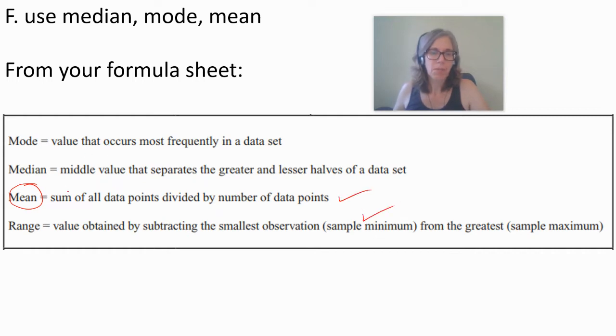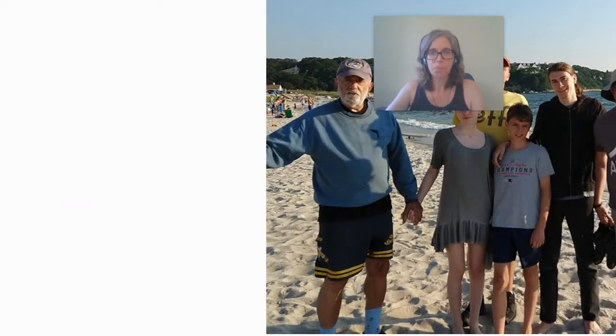Mode and median and mean are all sort of like an average, but they have different meanings, and you've probably done them in math class. So mean is what we use most of the time. Mode is the value that occurs most frequently, and median is the middle value. So we'll do some examples there. Range is going to be the difference between the biggest and the smallest. So I'll show you that stuff.